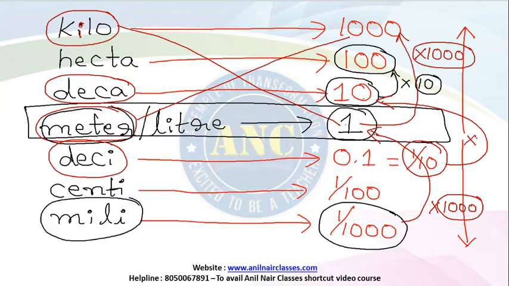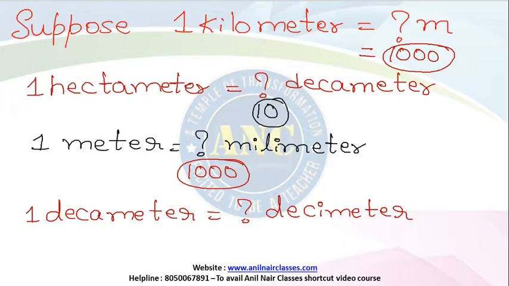Multiply by which value? Multiply by 100, because 1 by 10 into 100 is nothing but 10. 1 by 10 into 100 is how much? It is 10 only, right? So that is nothing but this value. 1 decameter is nothing but how much? It is nothing but 100 decimeter.